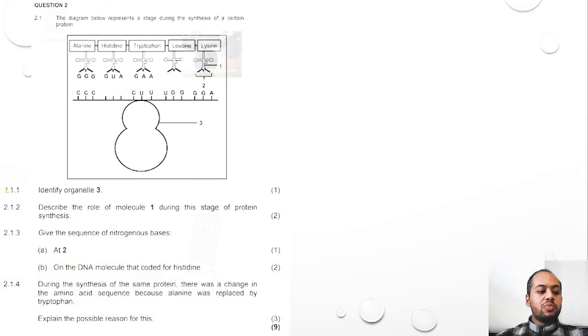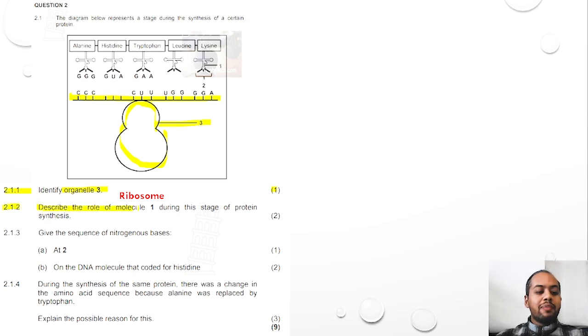The first question, 2.1.1, says identify organelle 3 for 1 mark. This is organelle 3. What is organelle 3 referring to? The point at which the mRNA got attached to the ribosome. Therefore, the answer is the ribosome.